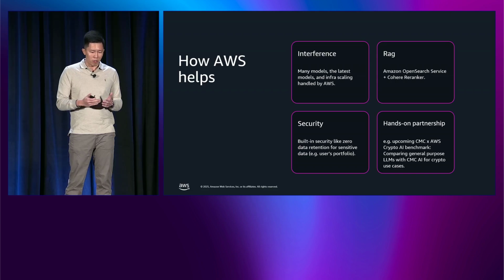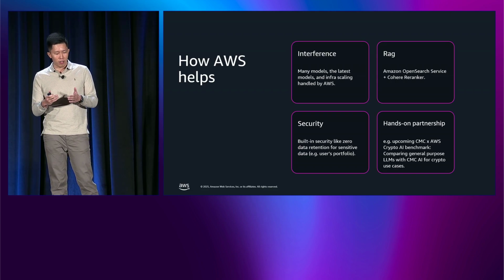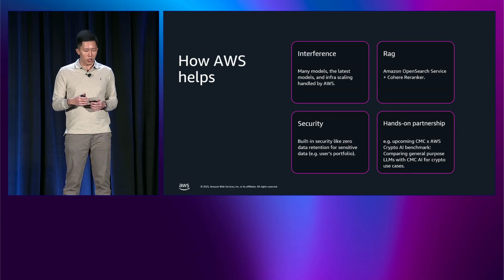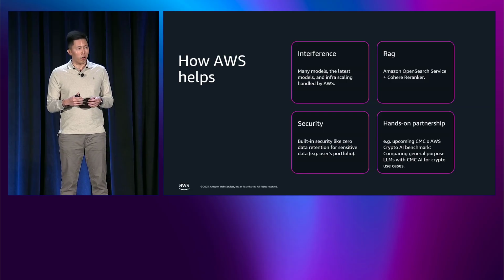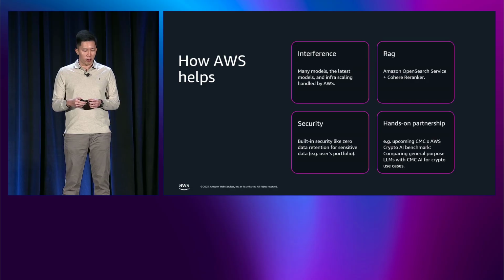That's the main thing that Amazon Bedrock helps us with. The second thing is RAG. We use Amazon's OpenSearch service and their Cohere re-ranker. This helps us to fetch the right content for the model to use to answer the user's question. The third is security. Built-in features like zero data retention is super important because we process the portfolio data of millions of users. So we need to have this for our inference provider.